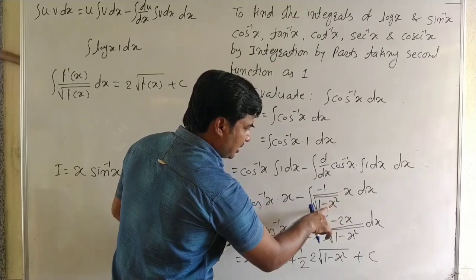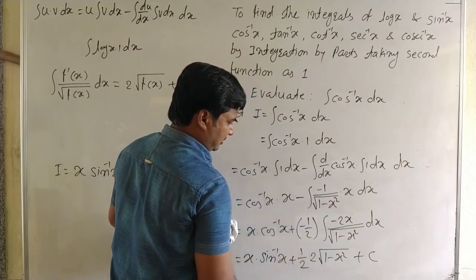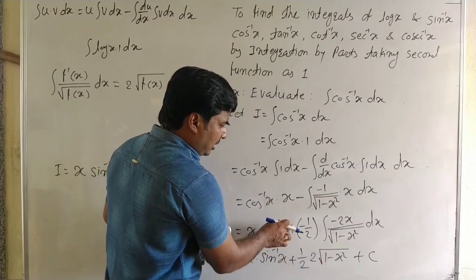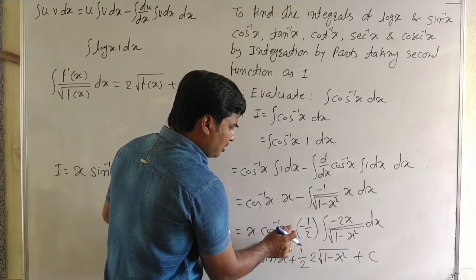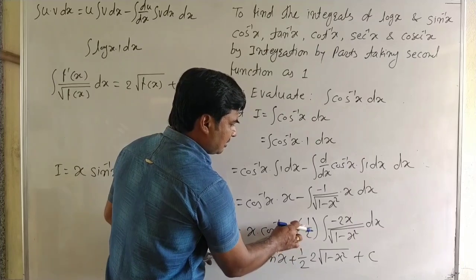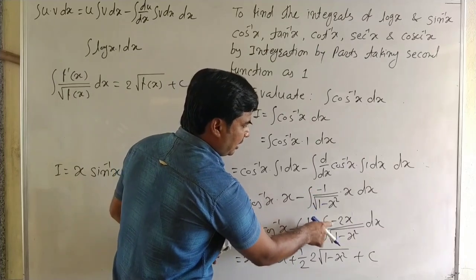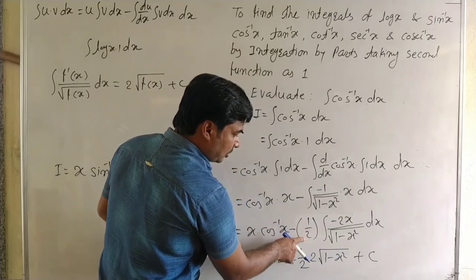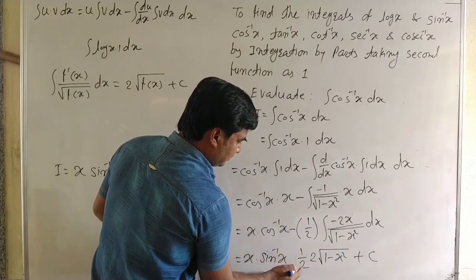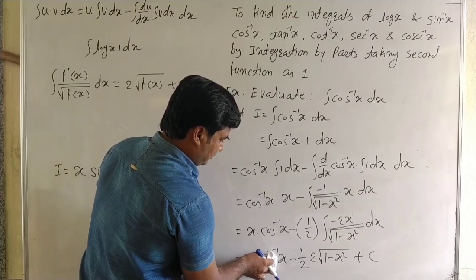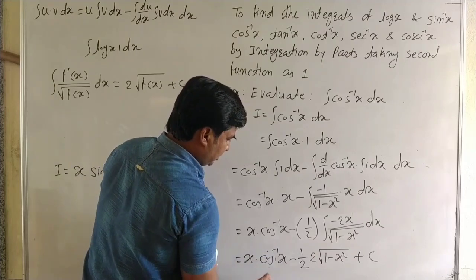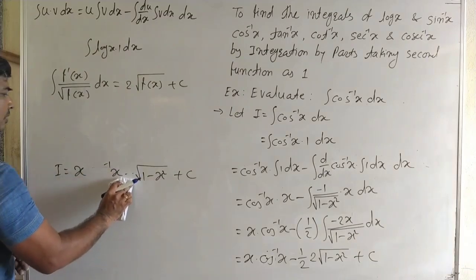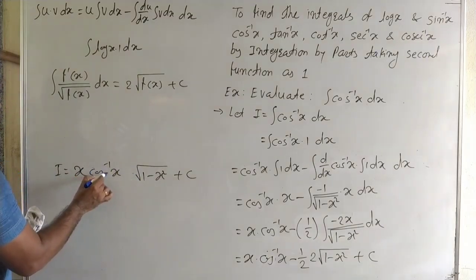Here again it is linear function upon under root quadratic function, so we adjust. We take this minus as it is. Here it is 2x, so we multiply by 1 by 2, and then the last answer is x into cos inverse x, only here it is a minus.